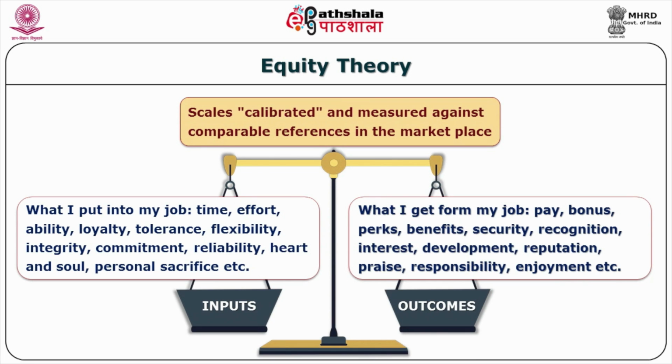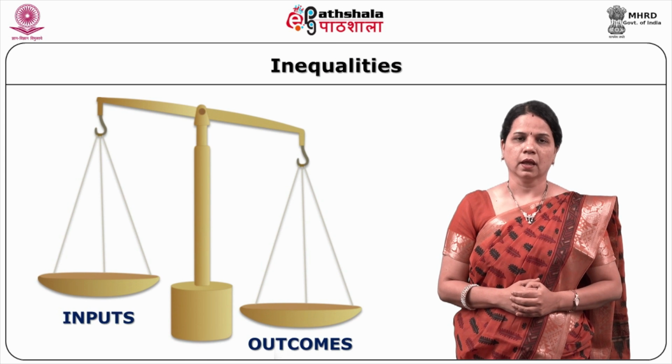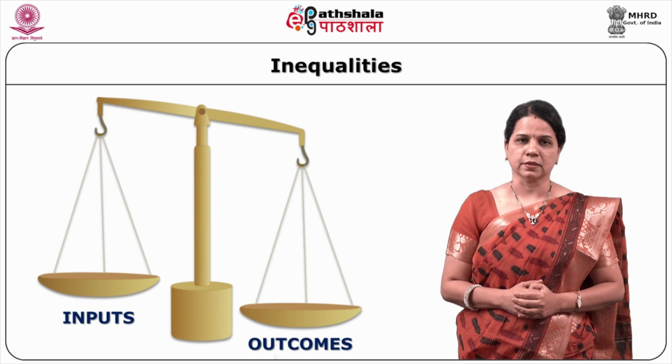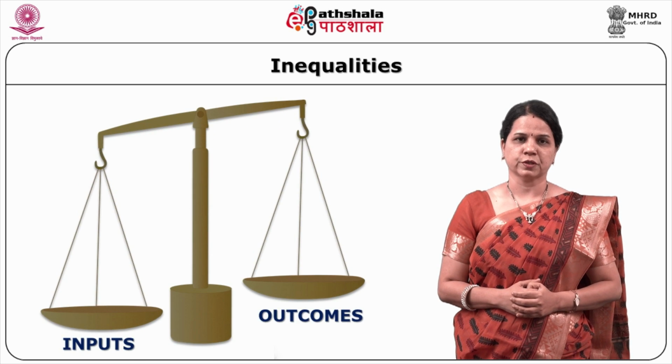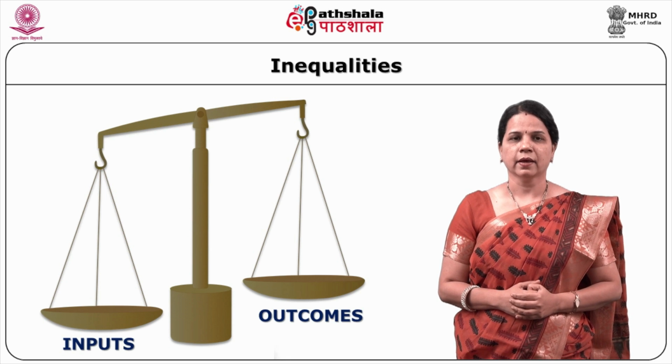As can be seen from the figure, equity theory is about achieving balance between inputs and outputs, and that is measured against a reference point. Let us see what happens when inputs and outputs are not balanced. If inputs are less than outputs, then inequalities can arise. And if outputs are less than inputs, then too inequalities can arise.